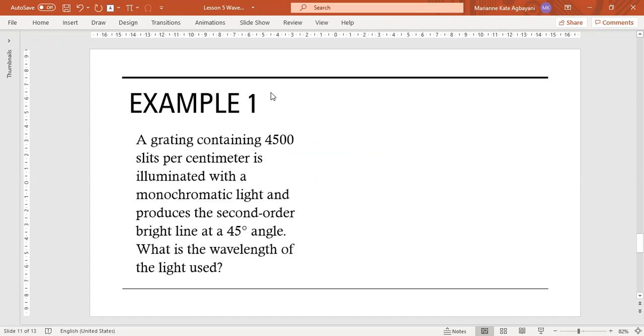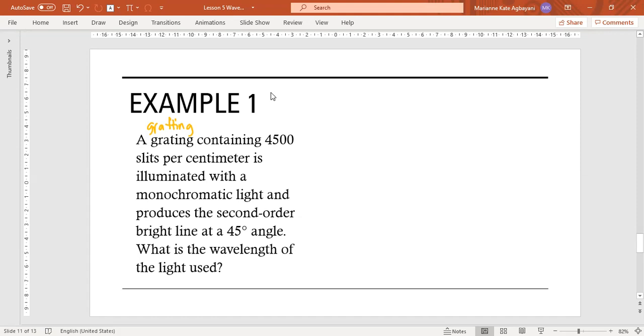So we have here an example to understand. A grating containing 4,500 slits per centimeter is illuminated with a monochromatic light and produces the second order bright line at an angle of 45 degrees. What is the wavelength of the light used?